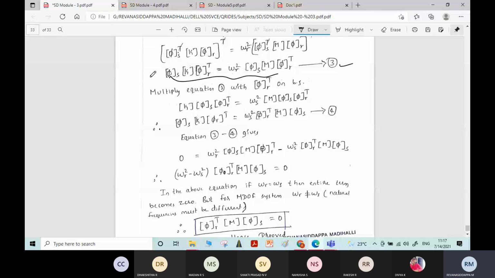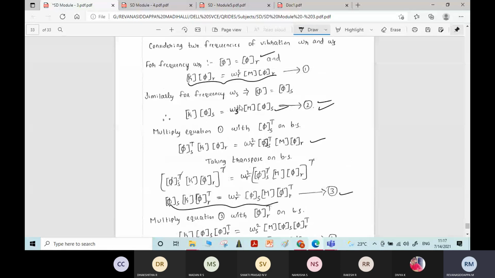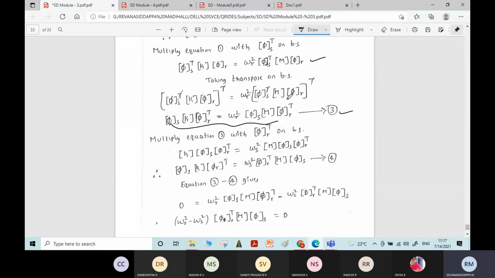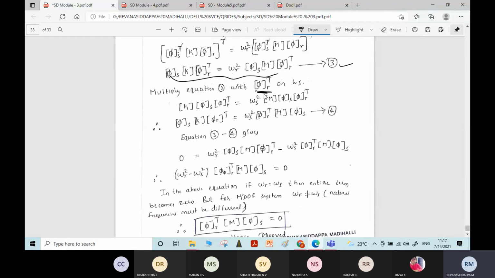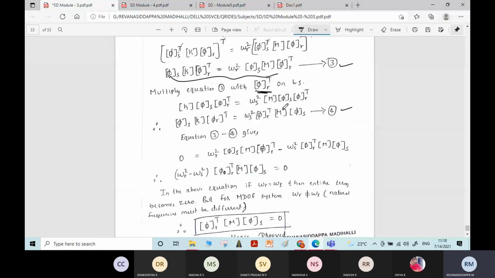As you have done for equation 1, similarly we have to multiply by phi r transpose for equation 2. Here we have s terms. For the equation which has s terms, you have to multiply by phi r transpose on both sides. So this is the final equation. For equation 2 you don't take the transpose. For equation 1 only you take the transpose. For equation 2 just multiply by phi r transpose and keep it as it is. Call this equation number 4.